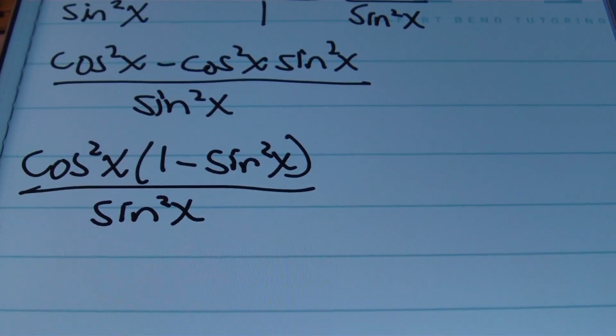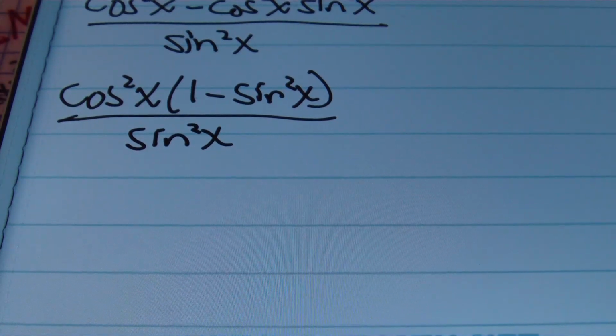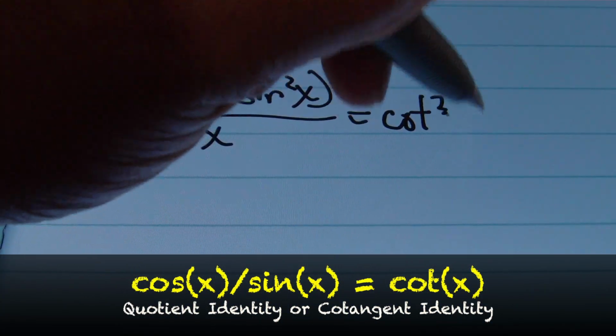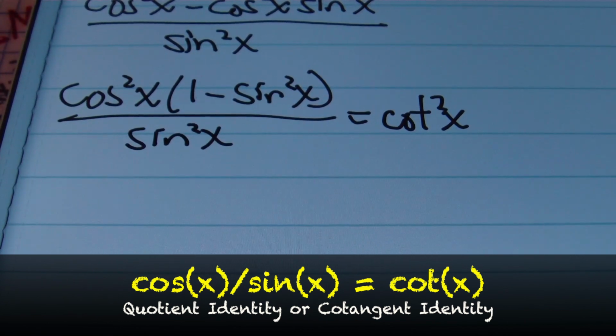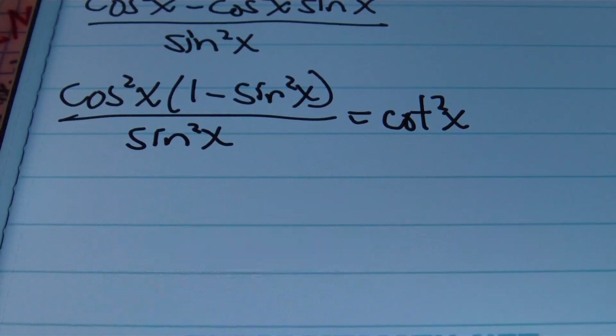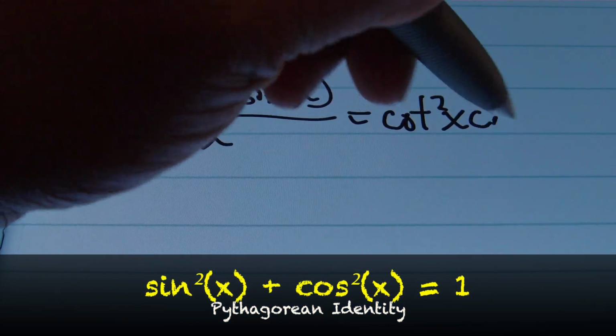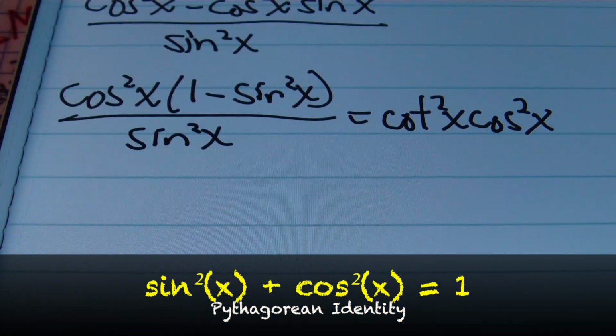x. Absolutely. From here, you can now show that that cosine squared x over sine squared x, using your quotient identity, is equivalent to cotangent squared x, right? And the 1 minus sine squared x, using your Pythagorean identity, is equivalent to cosine squared x. All right, this thing is starting to come together here.